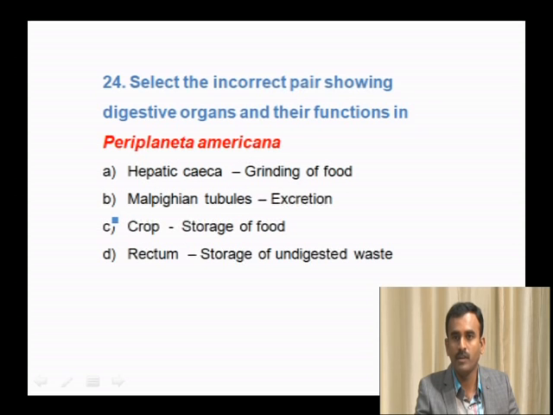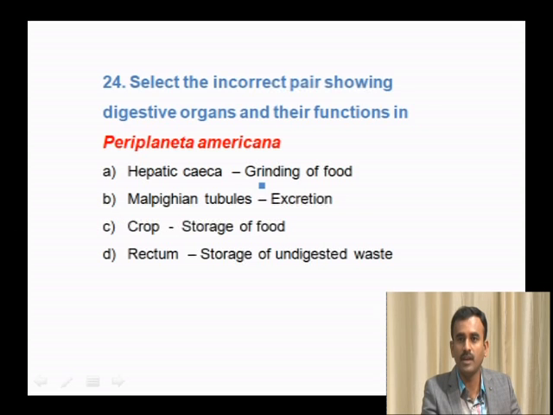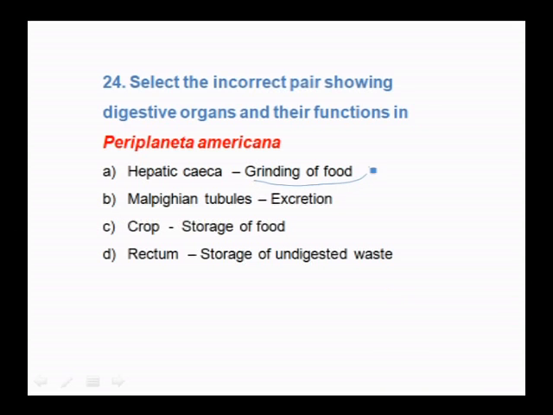Select the incorrect pair showing digestive organs and their functions in Periplaneta americana, or cockroach. We need to identify the incorrect pair associated with the digestive organs. Look at the first one. Hepatic caeca helps in grinding of food is the wrong match. Why? Because grinding of food is done by the gizzard, not the hepatic caeca. Hepatic caeca helps in the release of digestive enzymes into the digestive tract, and hepatic caeca in cockroach is homologous with liver.